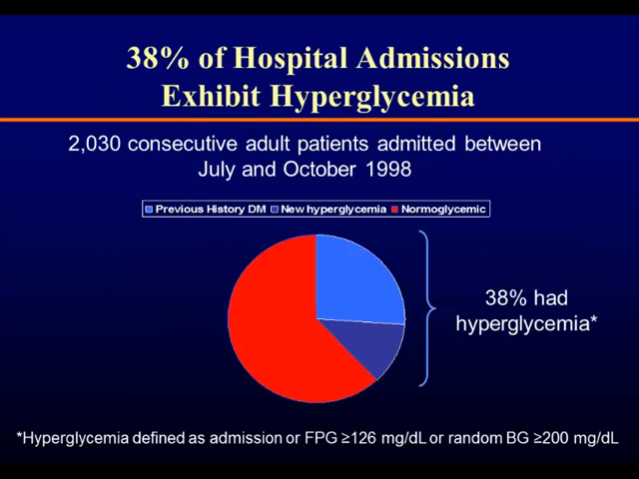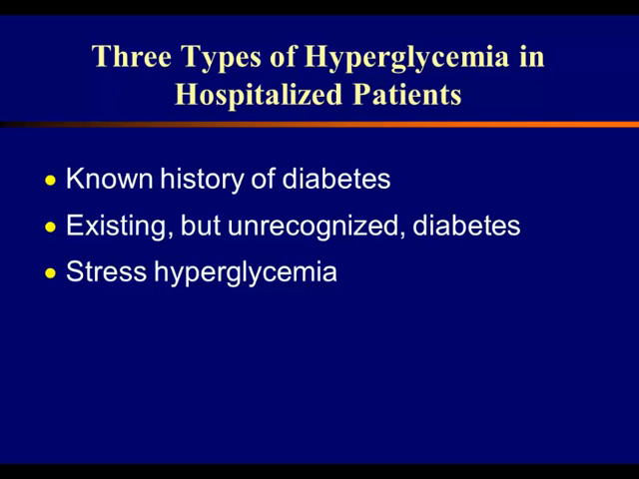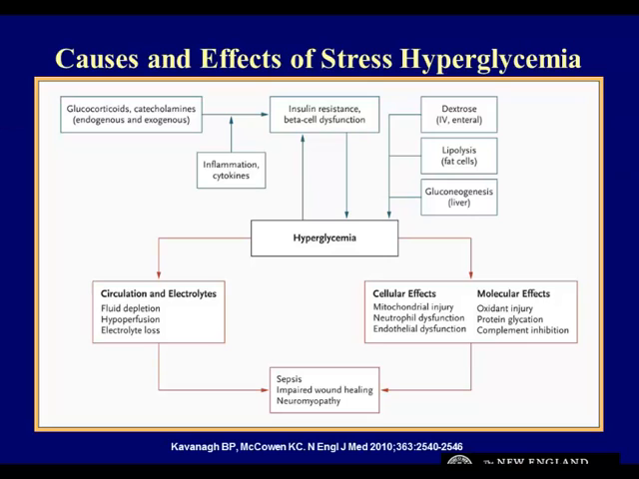So about 38% of all hospital admissions have hyperglycemia. But this is not just diabetes, but people who have new onset hyperglycemia, so-called stress hyperglycemia. In this hospital, we have about 900 beds, so about 300 people every day, about a third of people every day, are getting insulin. The three types of patients are those with known diabetes, those with existing but unrecognized diabetes, as found by elevated A1C, for example, and those who would have normal A1C but just have stress hyperglycemia.